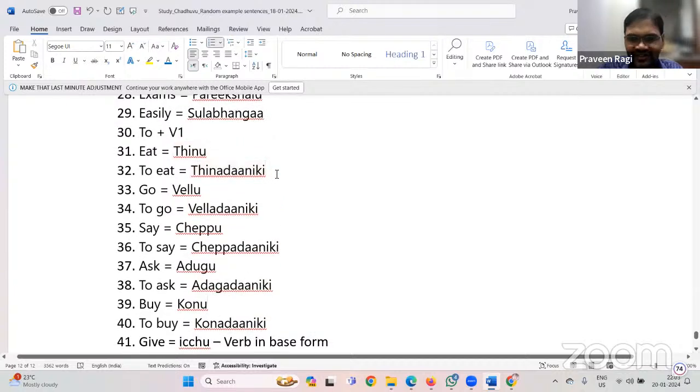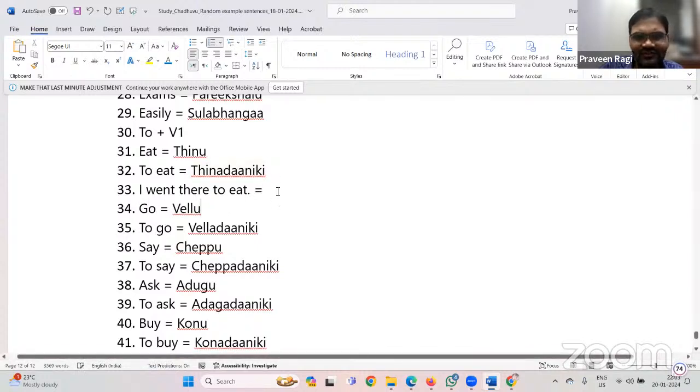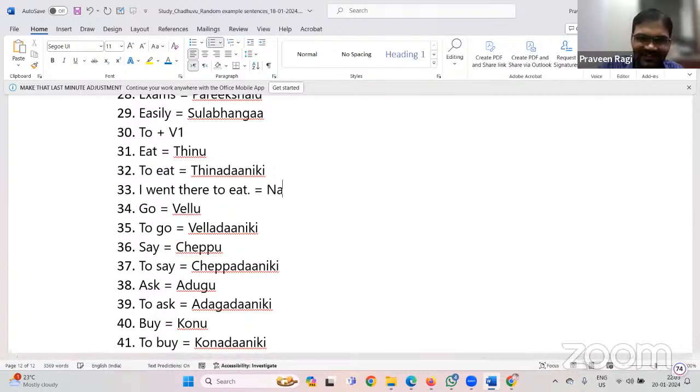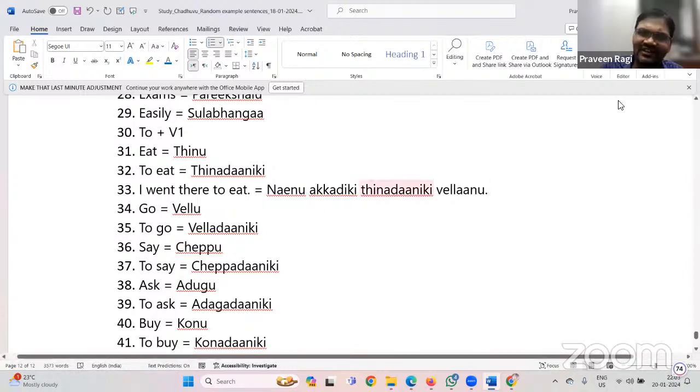To eat, తినడానికి. So, I went there to eat. I will give you the meaning of go. Go is already here, you can see below. Now you just need to put it in the past tense by adding this word. Can anyone try? తినడానికి నేను అక్కడ వెళ్ళాను. Perfect. నేను అక్కడికి తినడానికి వెళ్ళాను.